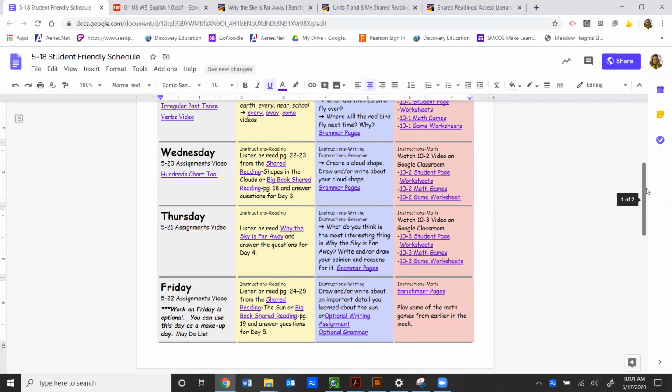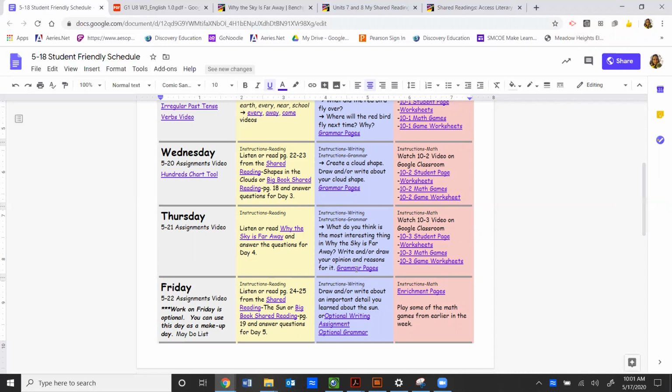So if you think that it was interesting that the sky was going to take away the sun and the moon and the clouds, tell why. Oh, I think that was interesting because, and explain why.